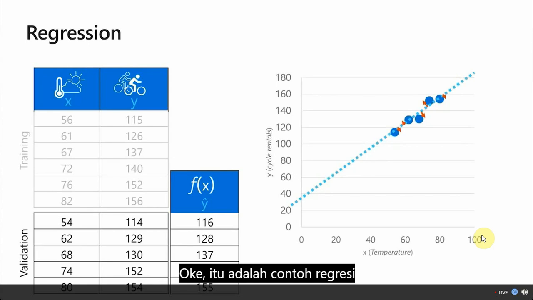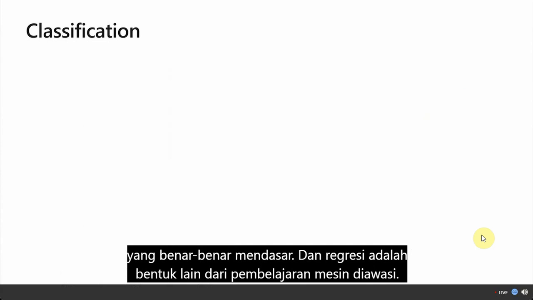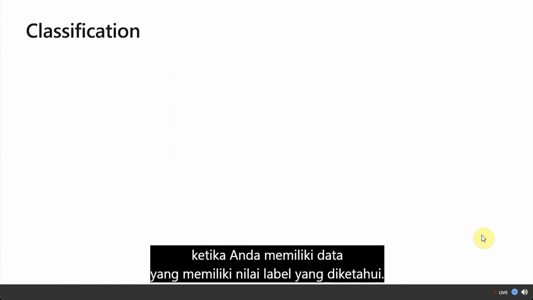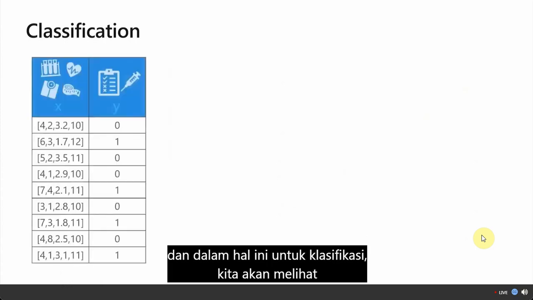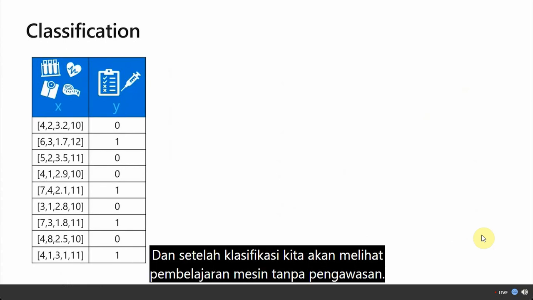Okay, that is a really basic example of regression. Regression is one form of supervised machine learning, and supervised machine learning is when you have data that has a known label value. In the case of the regression, I knew the amount of bike rentals already. I had the data. And in this case, for classification, we're going to look at diabetes. I already have some data here with outcome variables. After classification, we'll take a look at unsupervised machine learning.